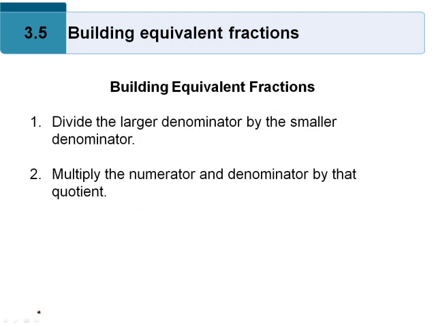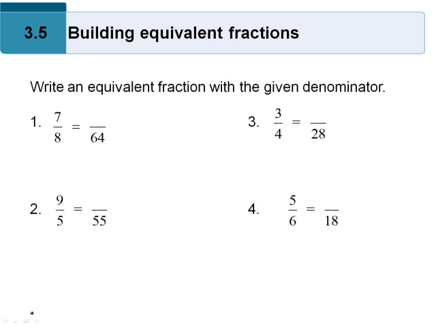So to build equivalent fractions, you divide the larger denominator by the smaller denominator, and then multiply the numerator and denominator by that quotient, by what you get when you divide. So let me show you how this works. What you're doing is you're dividing. 8 will go into 64, okay, because it says to write an equivalent fraction with the given denominator. So 8 goes into 64. 64 divided by 8, however you want to think of it, 8 times. Okay, that means I now need to multiply the top by 8. So 7 times 8 is 56. So that's what they're looking there for. Okay, it's 56 over 64.